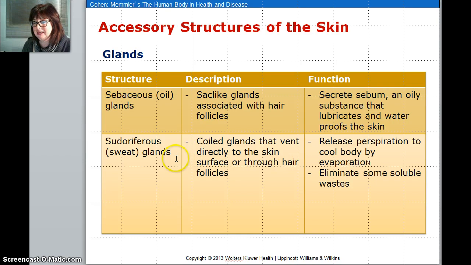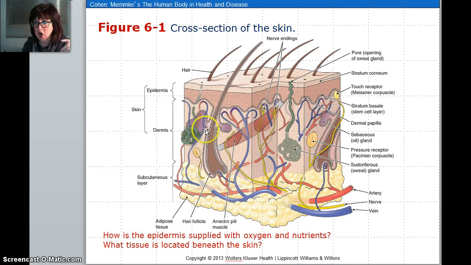Then you have your sweat glands. Now when you look at the diagram, the sweat glands are all coily. So here is your sweat gland, which is all coily. And your oil glands are usually related to the hair follicle. Here's a sebaceous gland. That's because it helps lubricate your hair and keep your hair shiny and healthy. There are also indentations. The sebaceous oil glands are here, and the curly ones are sudoriferous or sweat glands.